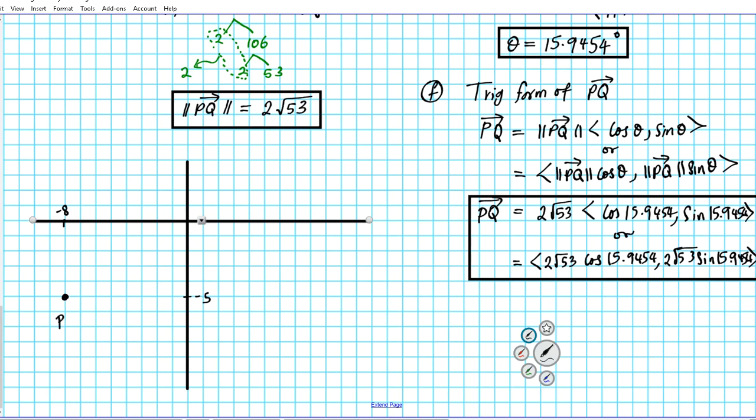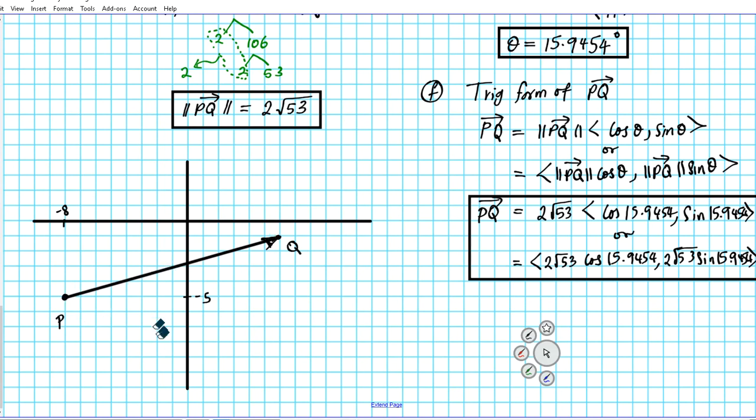And then the terminal point is at 6, -1. So we have 1, 2, 3, 4, 5, 6, and then -1. That's the terminal point Q. All right, remember a vector is a directed line segment. So you need to have an arrowhead starting from the initial point and pointing towards the terminal point. All right, so we have to put that arrowhead there to let our reader know that this is a vector.